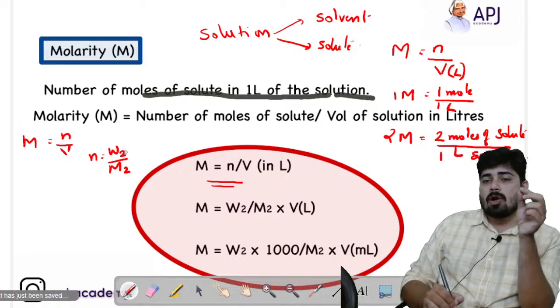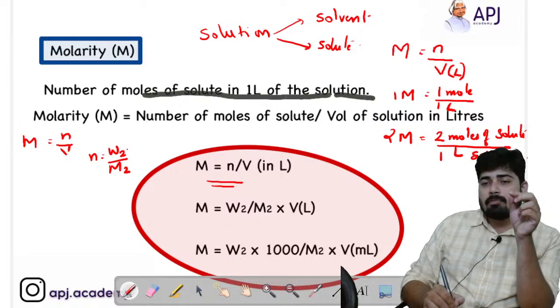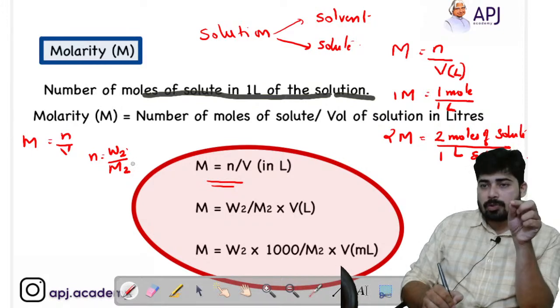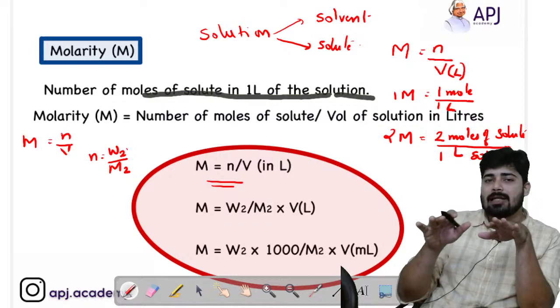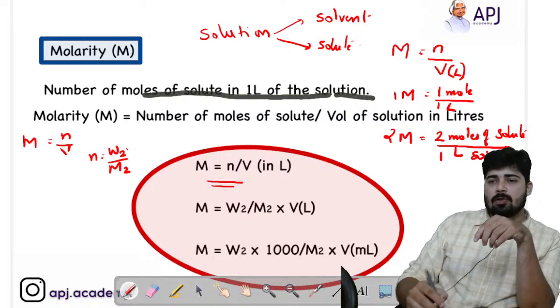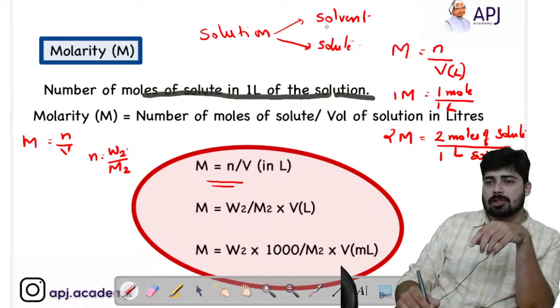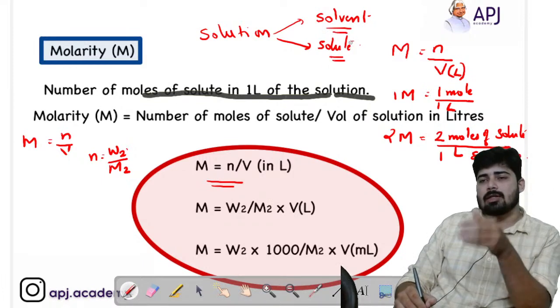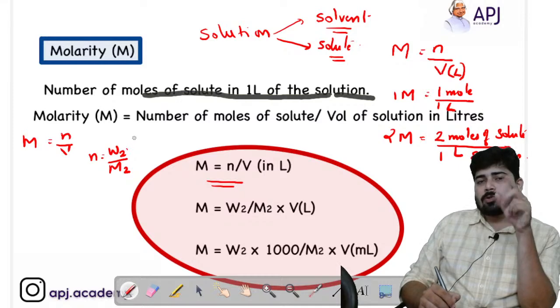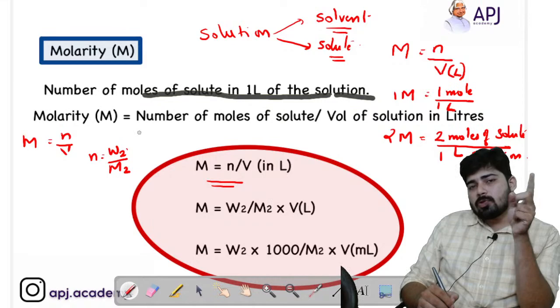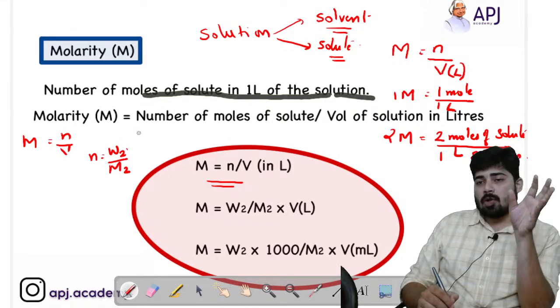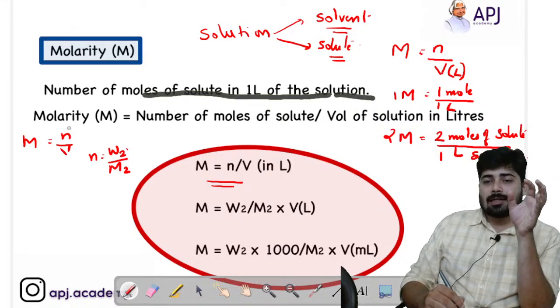Always remember that I use the number 2 for solute and the number 1 for solvent, so there will not be any confusion. We are discussing a solution, and a solution consists of 2 components. One is the solvent, the other is the solute. So whenever I use 2, that indicates the solute, and whenever I use 1, that indicates the solvent. Here we are discussing the number of moles of solute.